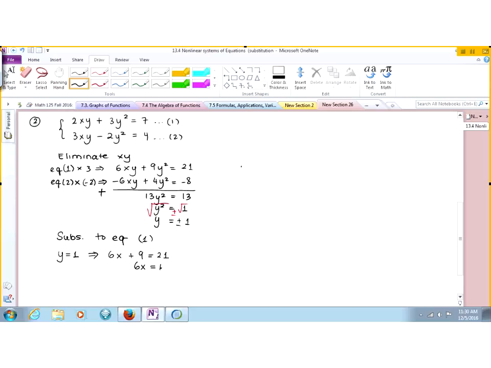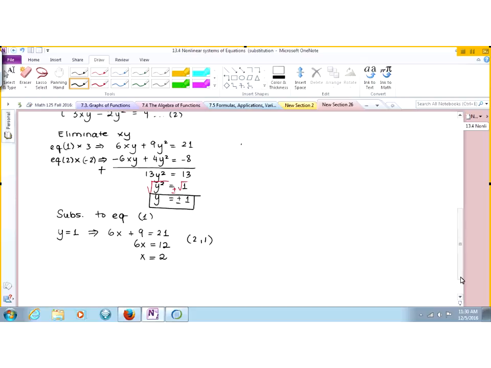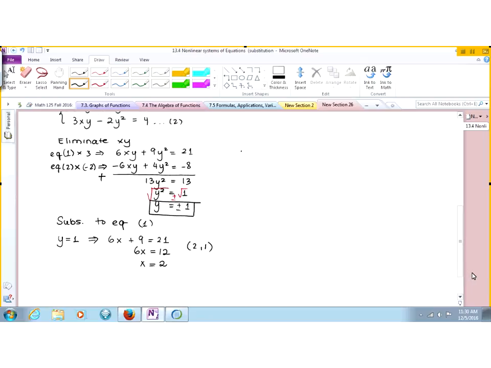So 6x is equal to what? 21 minus 9 is 12. So x is 2. All right. So here we have 2, 1. Then we have to check later.